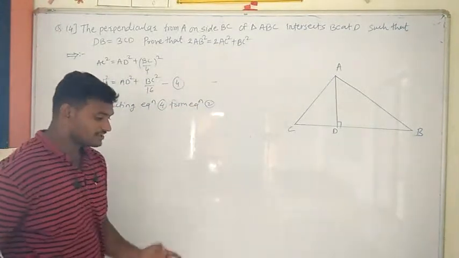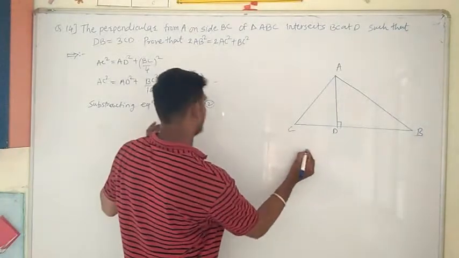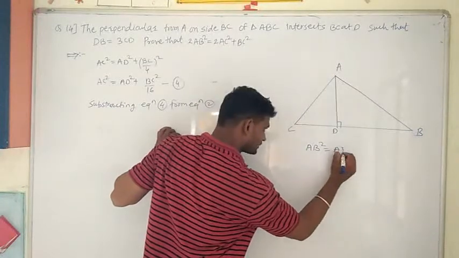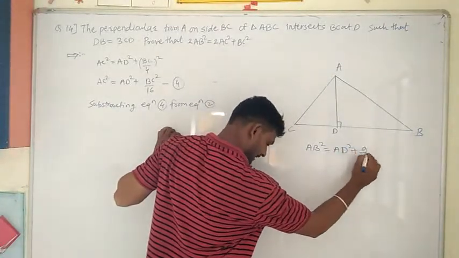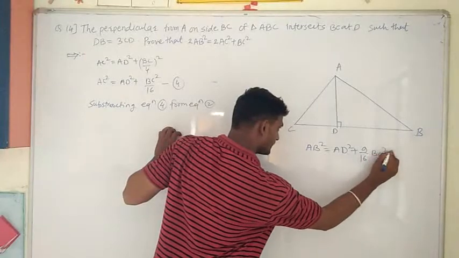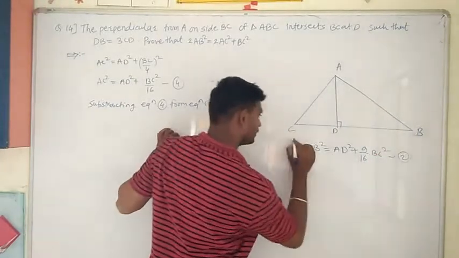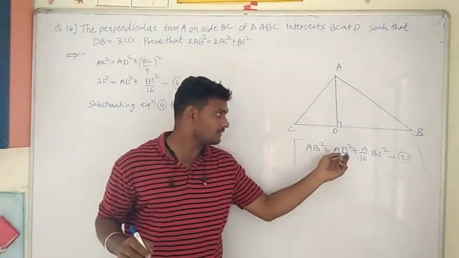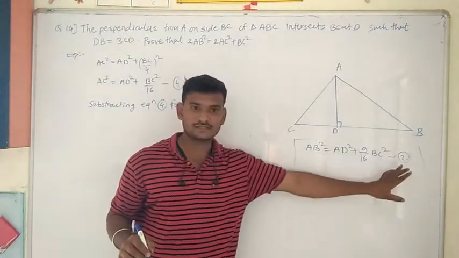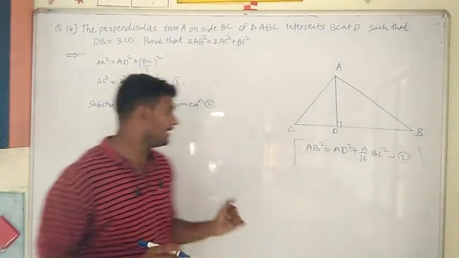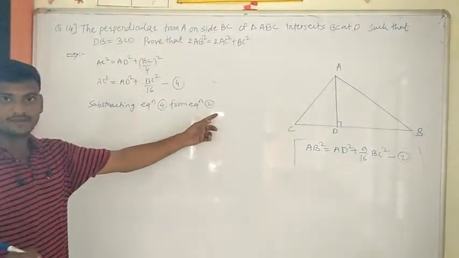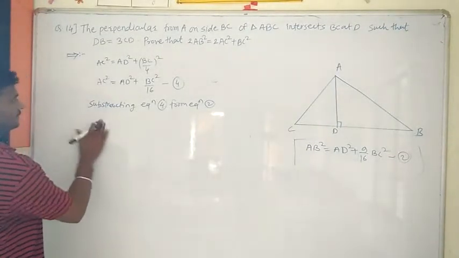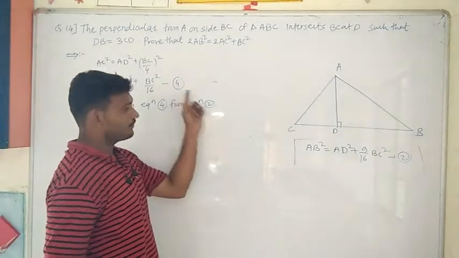See here, what is equation number 2? I will write here as rough work. Equation 2 is AB square is equal to AD square plus 9 by 16 BC square. This is rough work, don't write this, you already have it. AB square is equal to AD square plus 9 by 16 into BC square, we got in equation number 2. Now subtracting equation 4 from equation number 2, let us see what we will get.